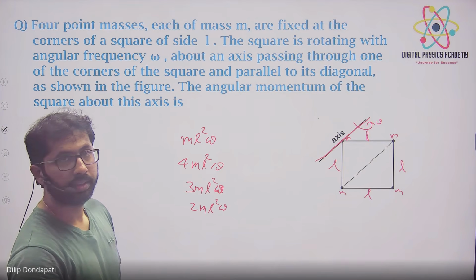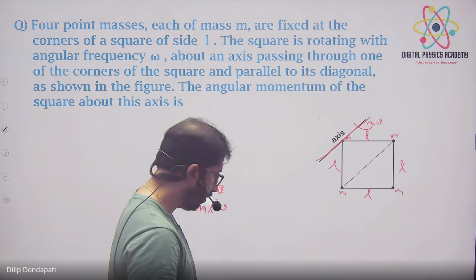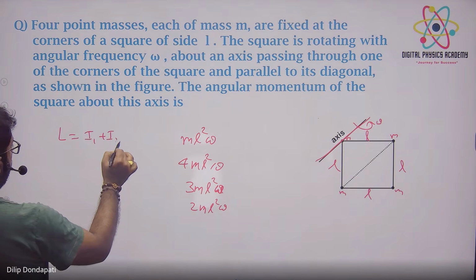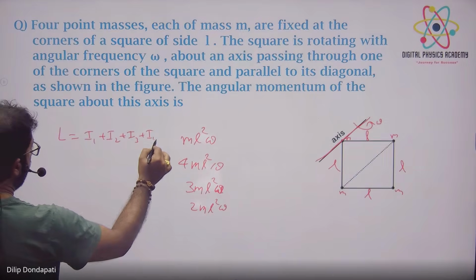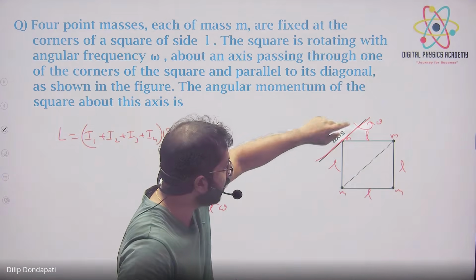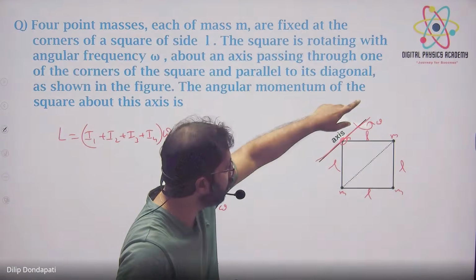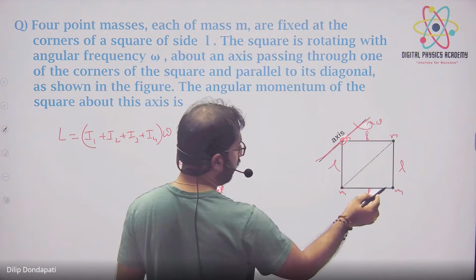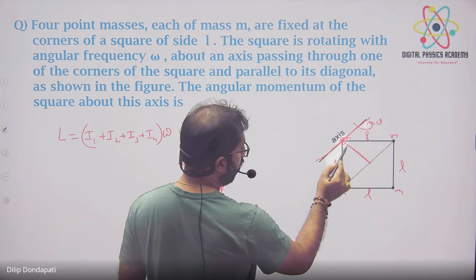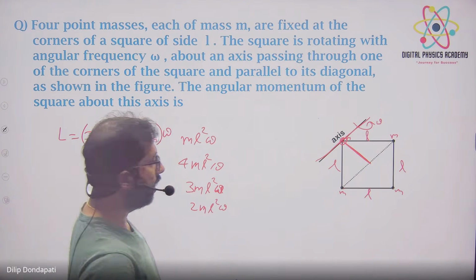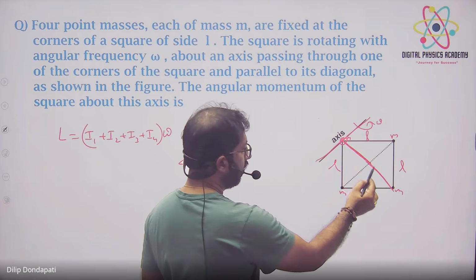Understood the question? Angular momentum is simply I1 plus I2 plus I3 plus I4 times omega. इस mass का moment of inertia about this axis is how much? 0. हाँ. अब इसका, इसका, इसका find करने का. ये distance मालूम है ना आपको? मतलब ये distance कितना है इधर से? Root 2 L, L√2.